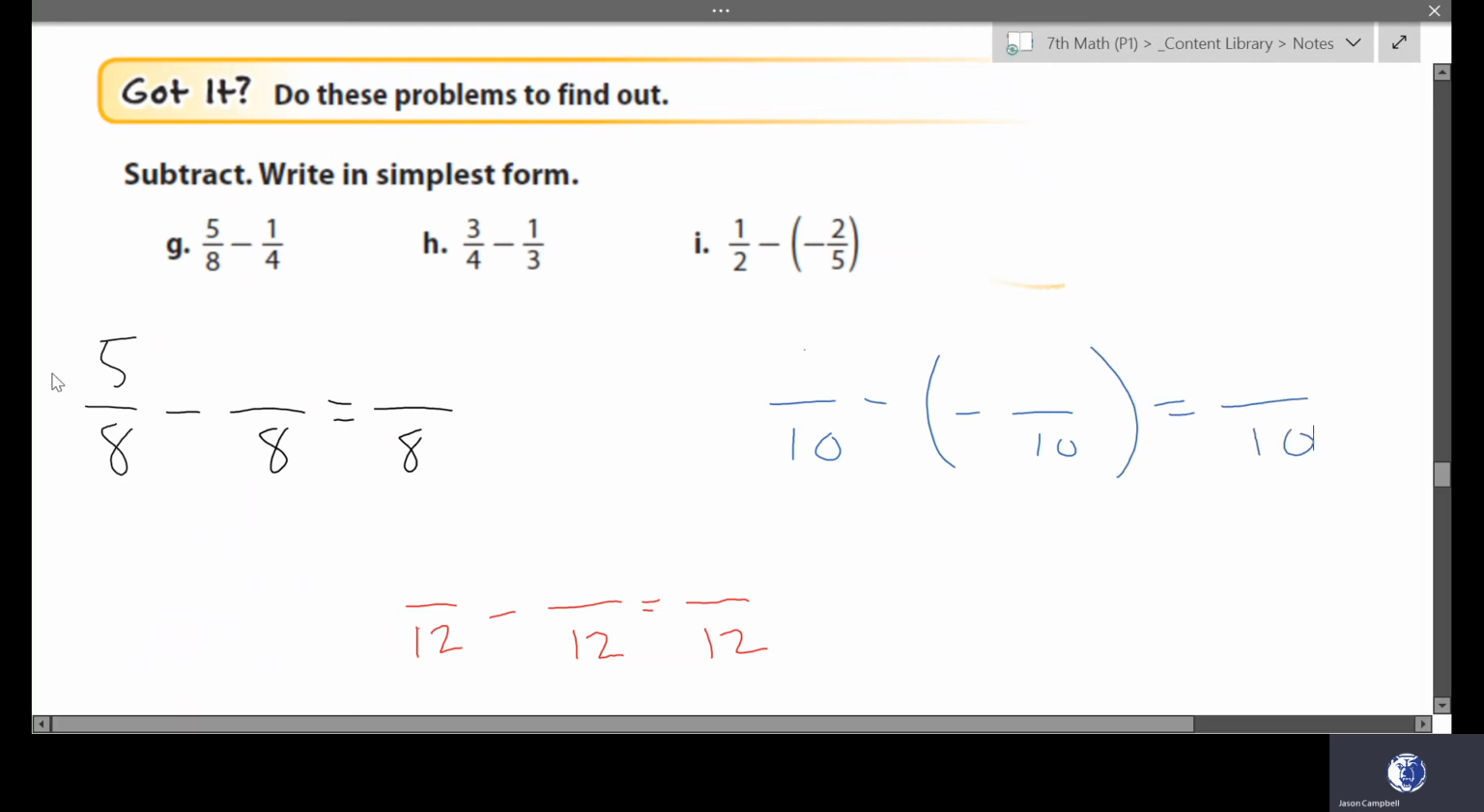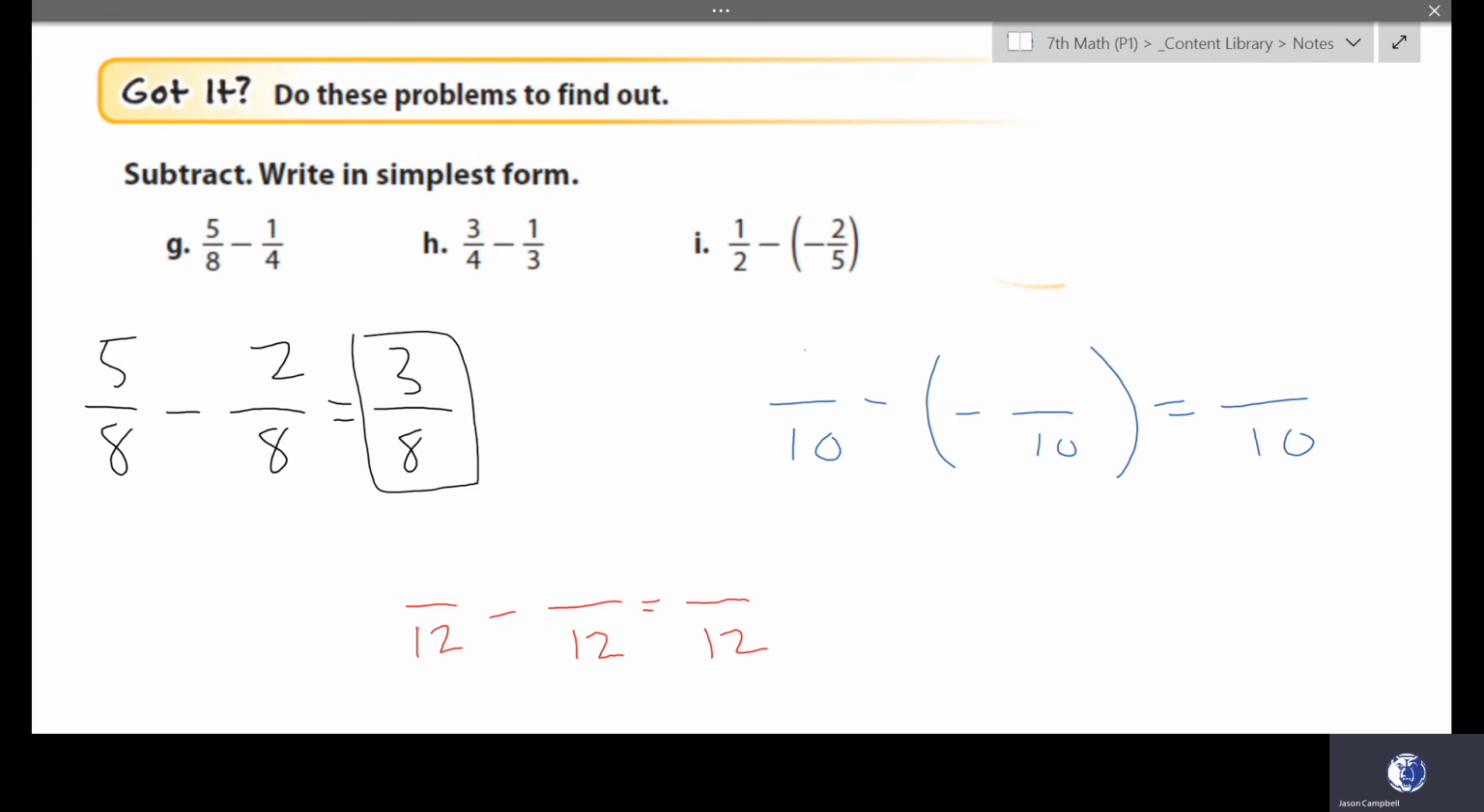Okay, so I went through and I set up all my problems. For got it G, I realized that the least common denominator is going to be 8. So the 5/8 can stay the same. I'll bring that straight down. And 1/4 turns into 2/8. So 5 subtract 2 is 3, and my denominator stays the same.